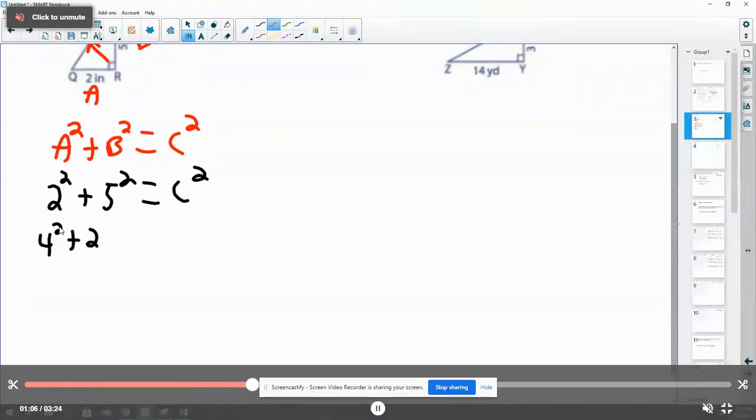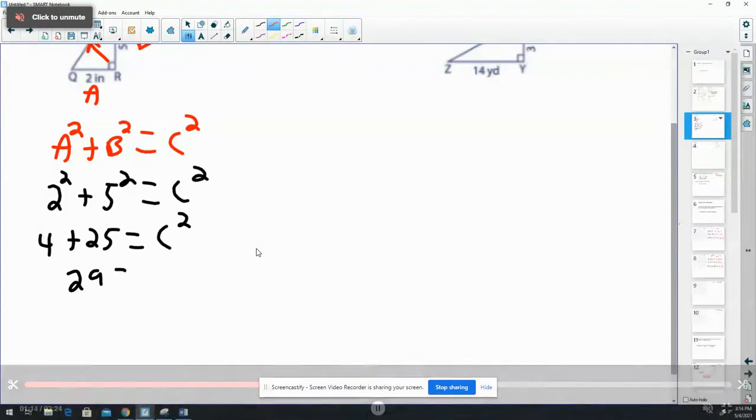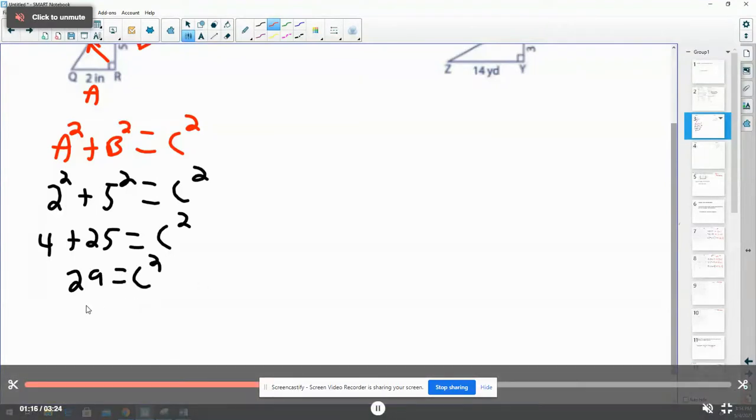So this gets me 4 plus 25 equals c squared, which gets me 29 equals c squared. And now I have to take the square root.